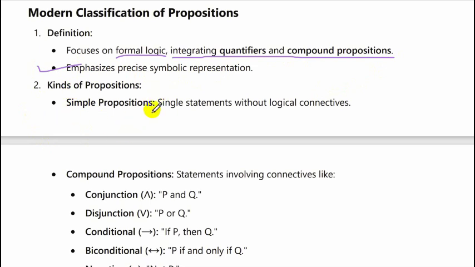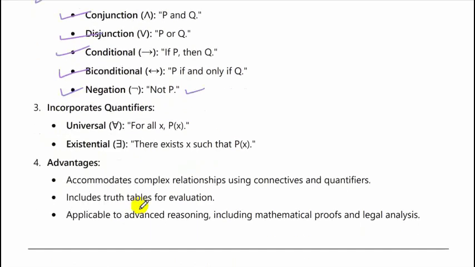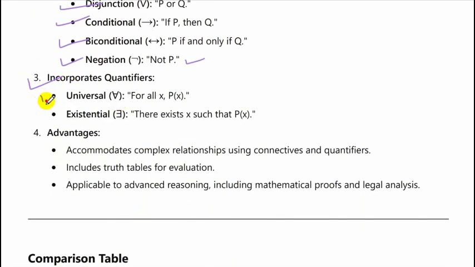Kinds of propositions. Simple propositions include single statements without logical connectives, and then there are compound propositions. Compound propositions include statements which involve connectives like conjunction, represented by the and symbol, for example P and Q; disjunction, the or symbol, P or Q; conditional, right-headed arrow, if P then Q; biconditional, P if and only if Q; negation, not P. It also incorporates quantifiers, which we studied in the earlier video, universal and existential.